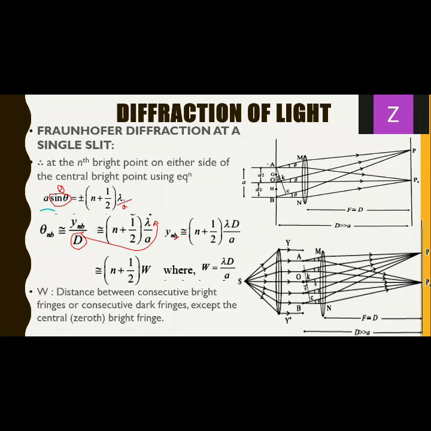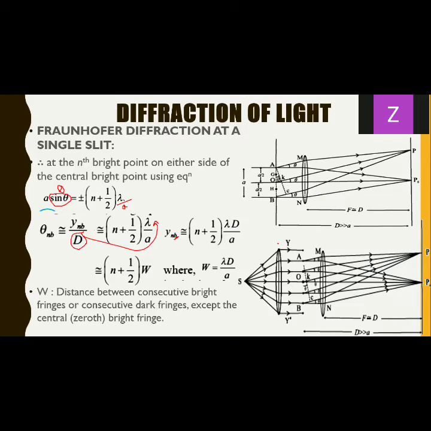So we had a formula for y_nd, which is y_n for the nth dark, and y_nb for the nth bright. Any doubts in this? Yes or no? Good.